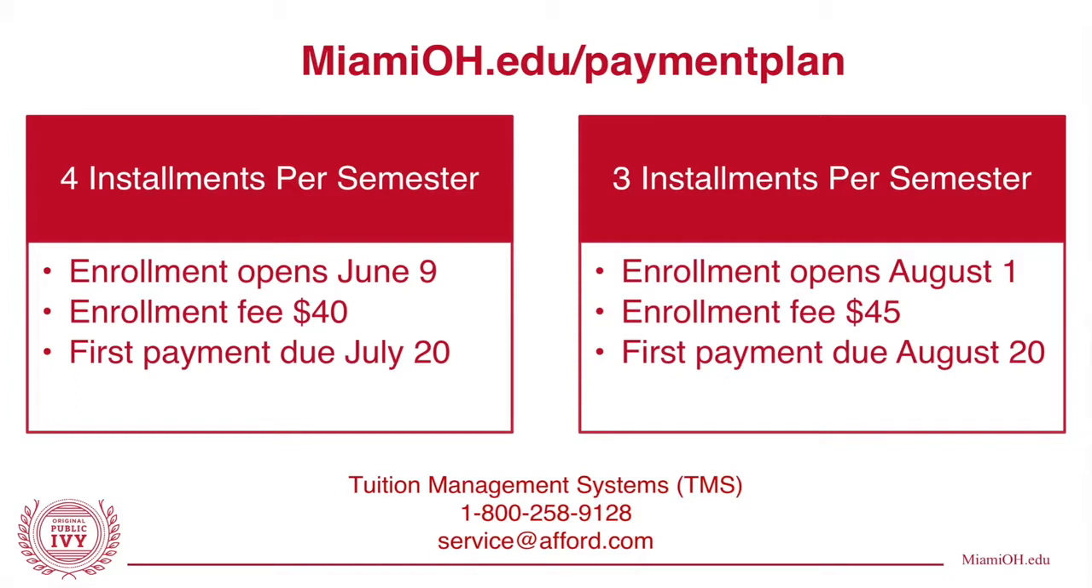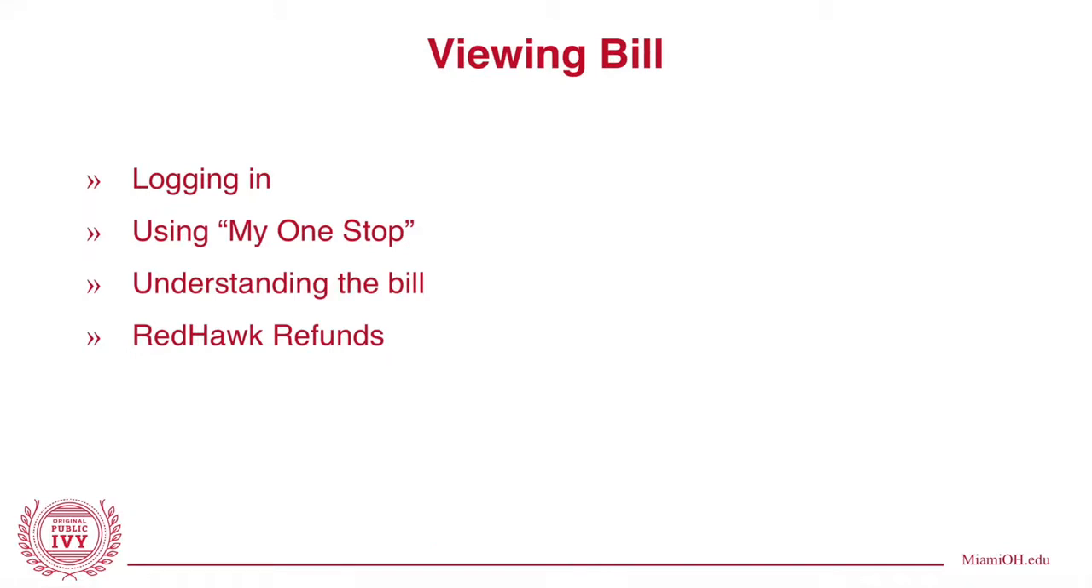For more information on payment plan options, please visit miamioh.edu/paymentplan. To speak with a TMS representative, call 1-800-258-9128. Next, I will discuss how to log in to view the bill using My One Stop, understanding the bill, and enroll in Red Hawk Refunds for students anticipating a credit balance on their account.